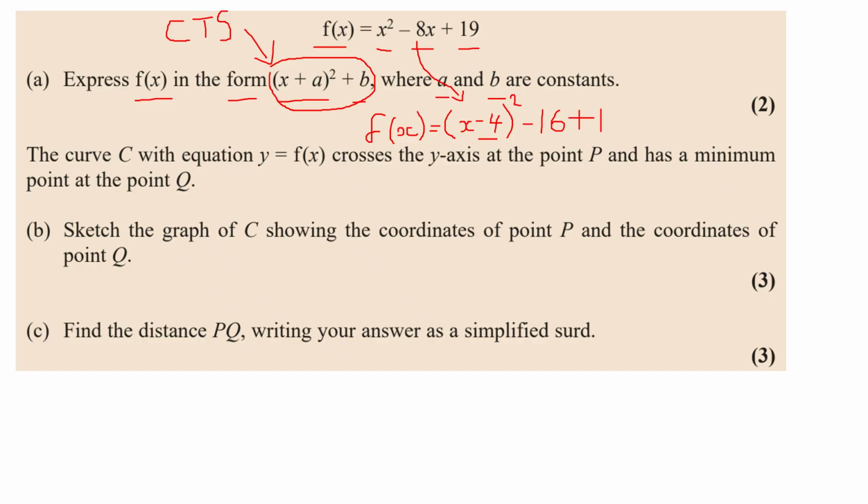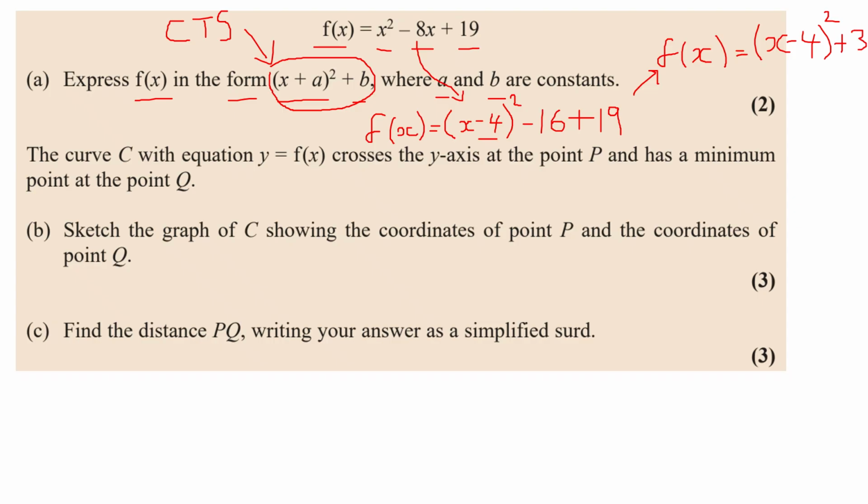After that, guys, all we do is simplify it, tidy it up. So f of x is equal to (x minus 4) all squared plus 3, because minus 16 plus 19 goes to positive 3, or plus 3.